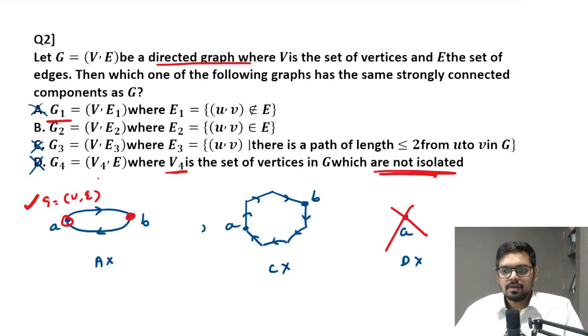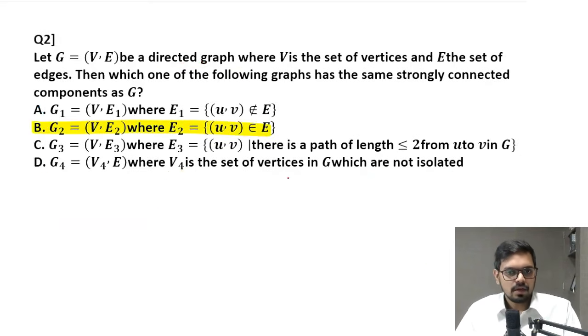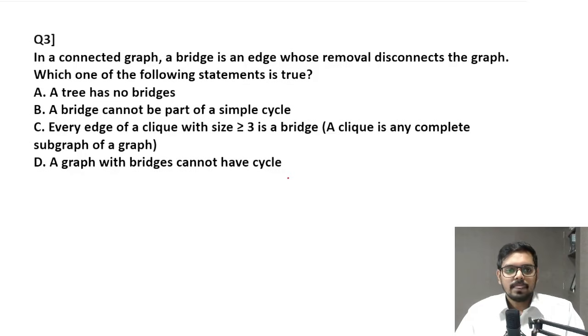Counter example. I hope every counter example is clear. And how to solve in the exam, I have explained. Read all the options. Whichever feels easy, investigate. If it is correct, good. If not, then invest time and analyze by the counter example. Okay, to question number 3. In a connected graph, a bridge is an edge whose removal disconnects the graph. Which one of the following statements is true? We have 4 options. Pause the video, try, then look at my solution.